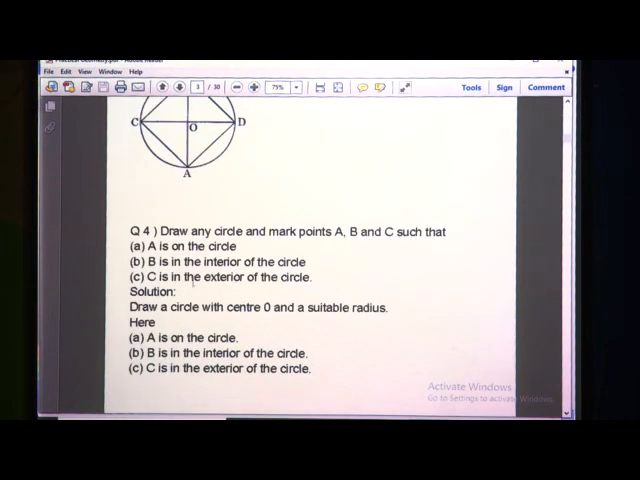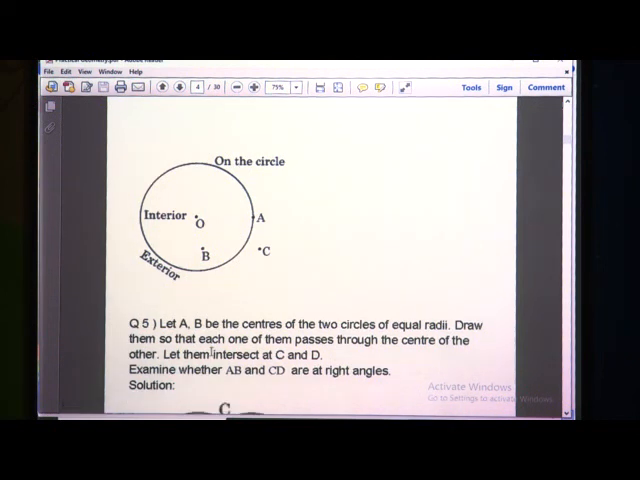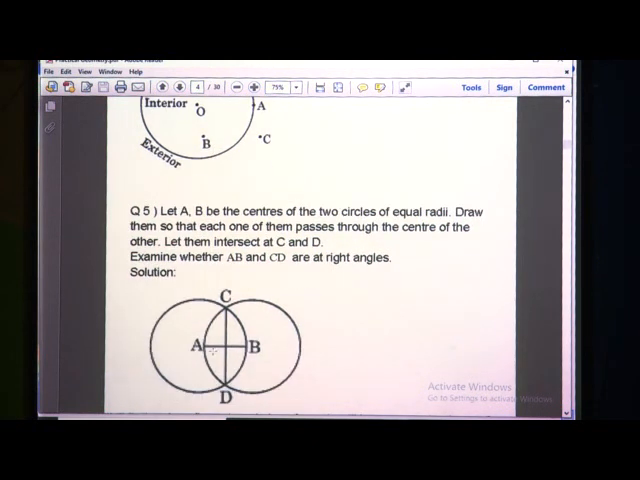Then we have the point A on the circle. See, this is the point A which is on the circle. Then we have the point B which is in the interior of the circle, and then we have point C which is in the exterior of the circle. Thus, we have drawn a circle with the points on the circle, in the circle and outside the circle as given in the question. Let us see the next question.